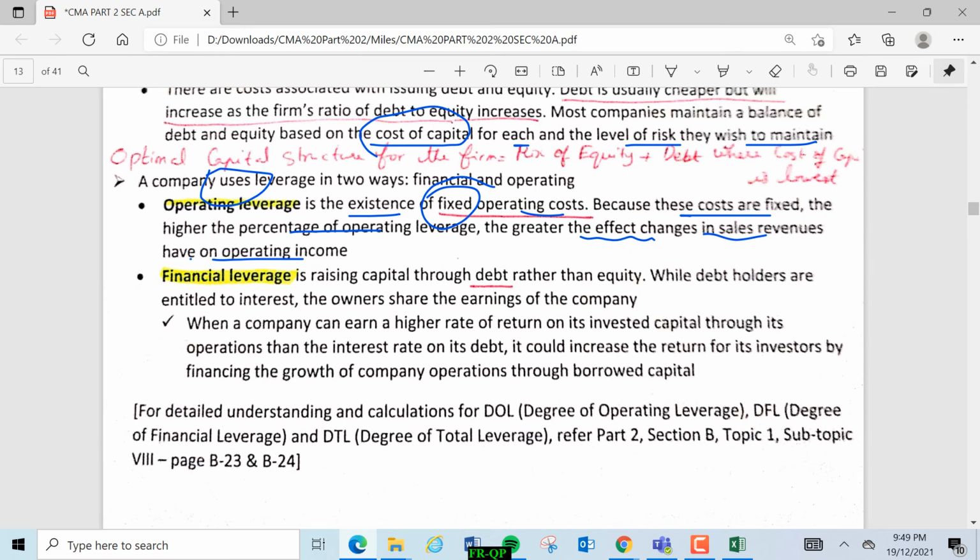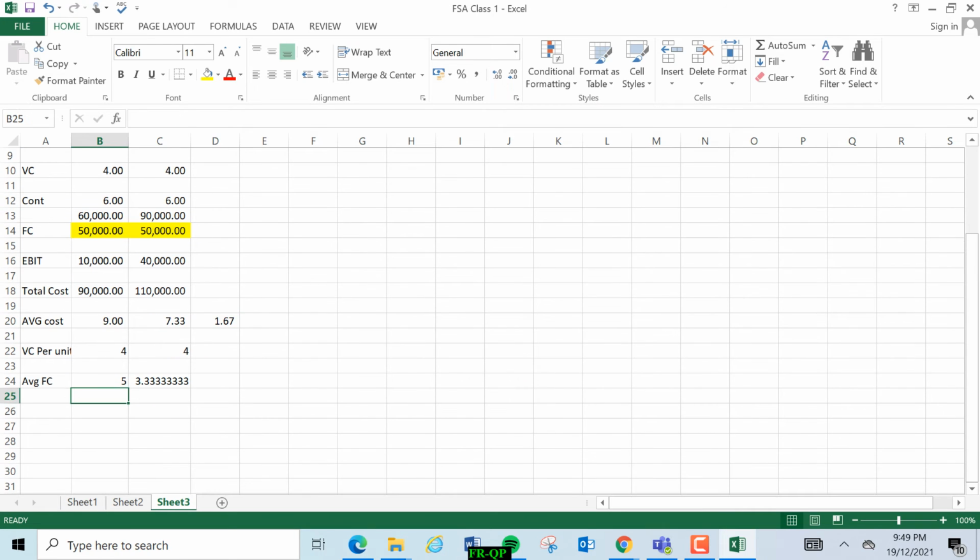So here, at the operating level, is the existence of the fixed operating cost, because the costs are fixed, and the higher the percentage of operating leverage, the greater the effect a change in the sales revenue has on the operating income. Now we will check what the percentage of leverage is. So when I say the degree of operating leverage, there is a formula called contribution by EBIT. So now we will check the formula, contribution by EBIT.